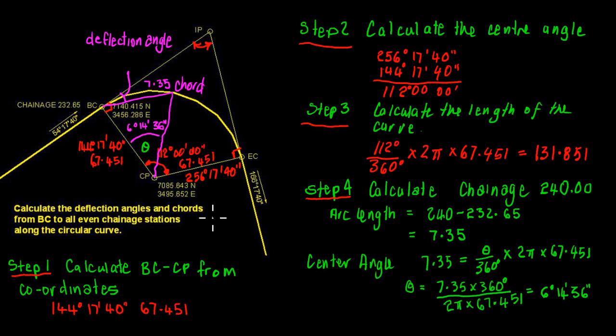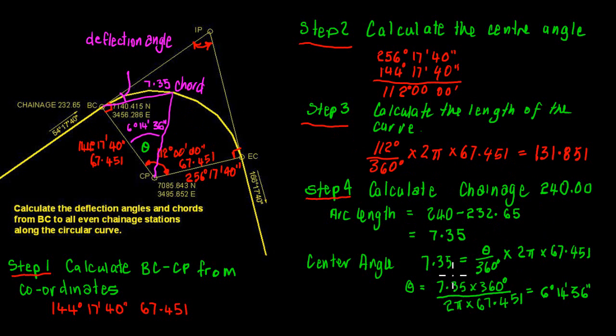Now the arc length, as we say here, BC has the chainage of 232.65. Take that away from 240 gives us 7.35. So we want to go 7.35 along the arc. Along the arc, not the chord, remember, along the arc. So what we're going to do is work out what the angle at the centre would be for that length of arc.